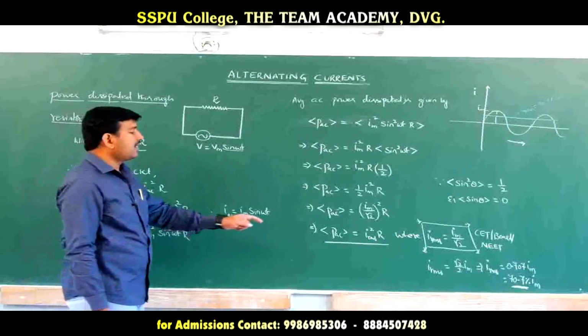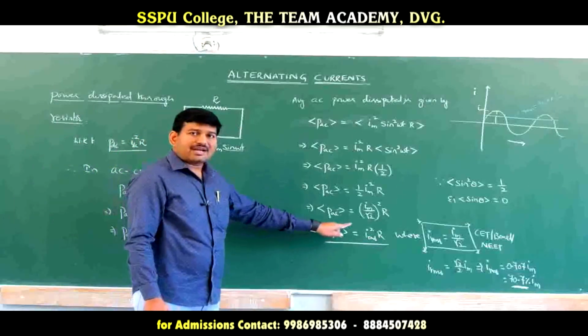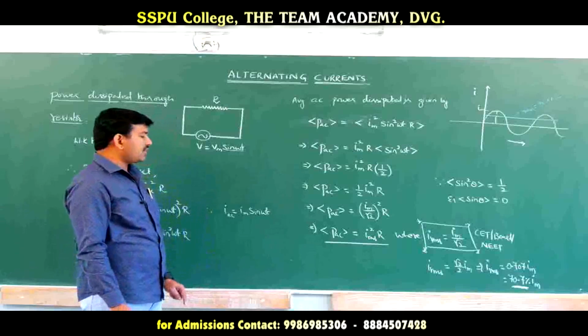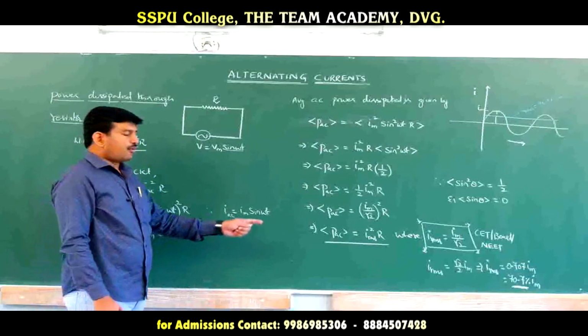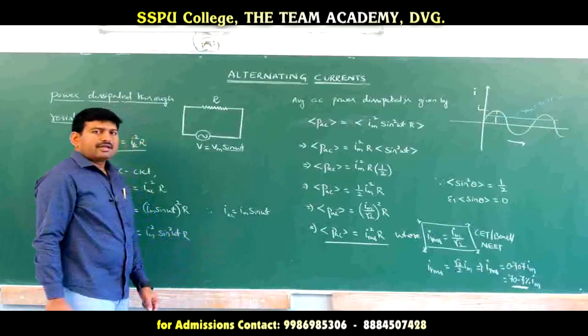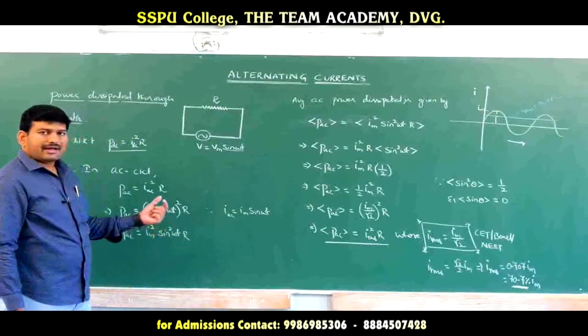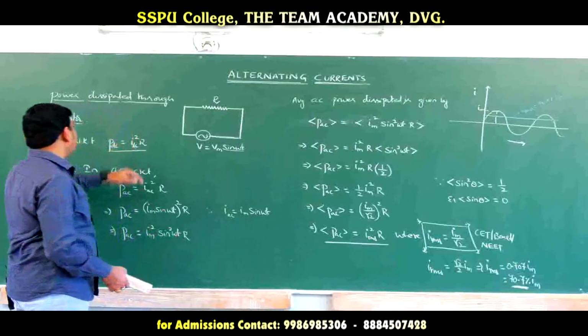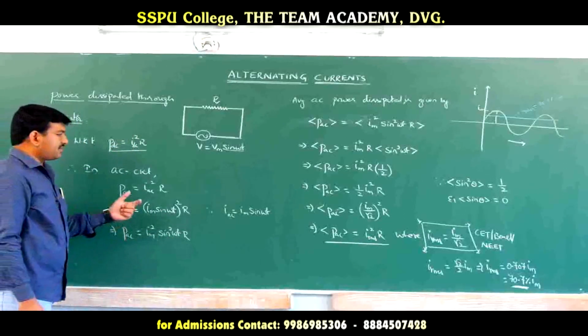Why? Because in the power term there will be an I square term. Whether the current is positive or negative, I square will always have a positive value, because I square is always positive. That is about the AC power dissipated through the resistor. Is it clear or not? So this is about the power dissipated through a resistor in an AC circuit.